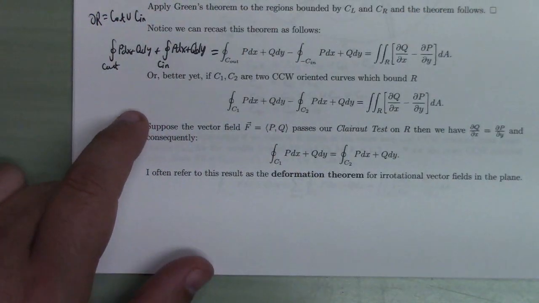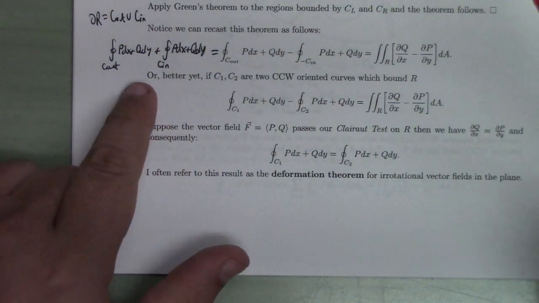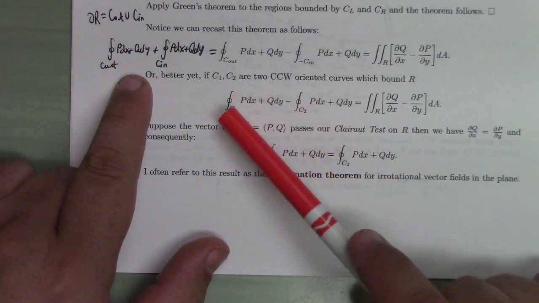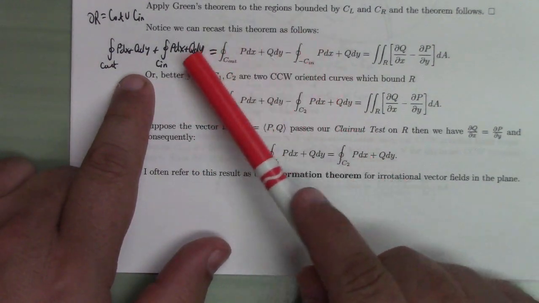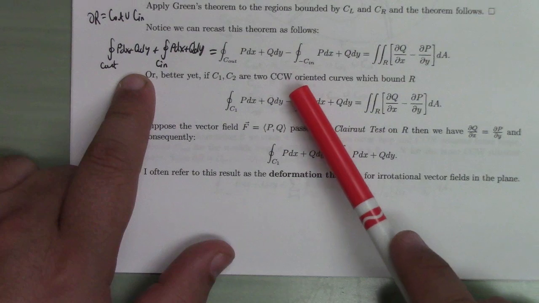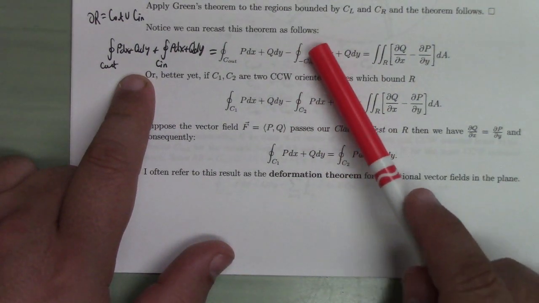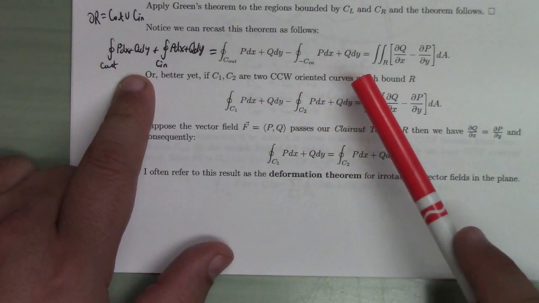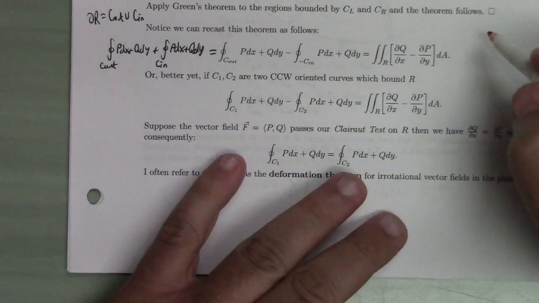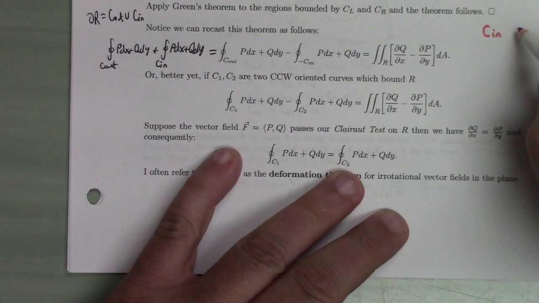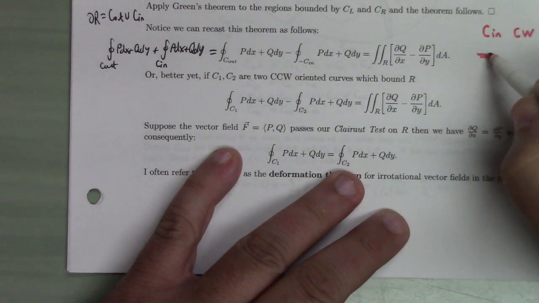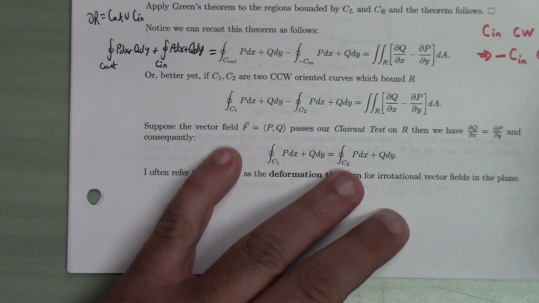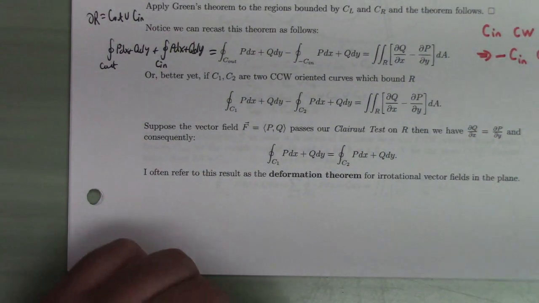And you're like, well, okay, that's great, but what does it matter? Why did you switch this to a minus? We can do that. The reason I did that is so that minus C in is also counterclockwise oriented. Check that out: C in clockwise implies the reversal of C in is counterclockwise. And then I just gave them new names.